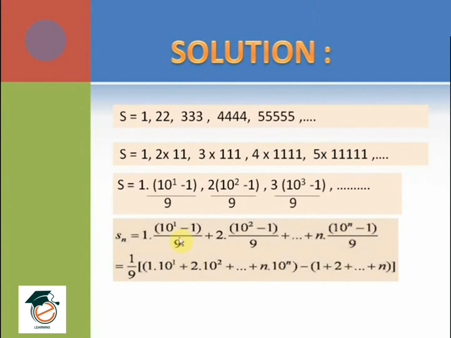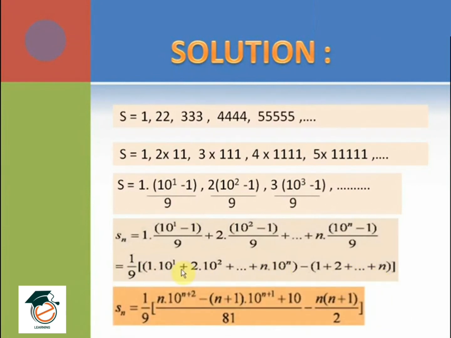and so on up to n into 10 to the power of n minus 1 divided by 9. Further, this could be written as 1 by 9 into 1 into 10 plus 2 into 10 square and so on up to n into 10 to the power of n, minus 1 plus 2 plus 3 and so on up to n. We have actually split it into two parts. The first part contains these terms and the second part contains these terms. This is an arithmetic or geometric series in which d is equal to 1 and r is equal to 10, and the value of this is equal to n into n plus 1 divided by 2.